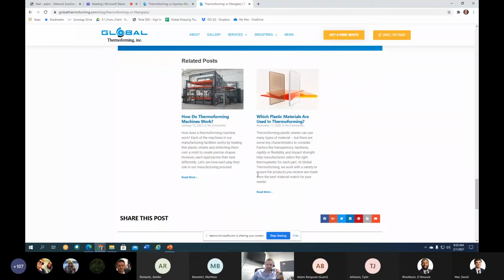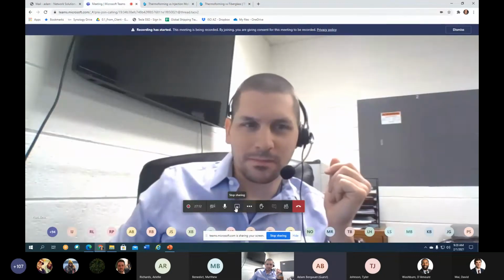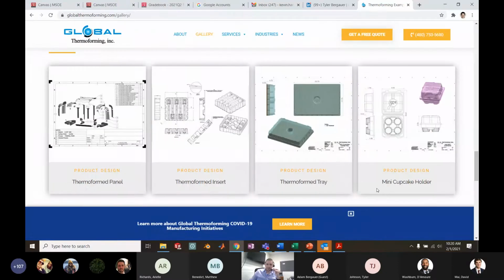I think there's one section of the website that's particularly interesting. I'm going to share my screen here really quick if you don't mind. Go ahead. There's one section of the website here that actually shows some of the engineering drawings associated with some of these thermoformed pieces and parts. This is one section in the gallery of the website that shows a lot of that sort of stuff, which I think is kind of cool. They've done a cupcake holder here, which has this clamshell idea, and some of the engineering drawings associated with that. I think that's kind of cool.